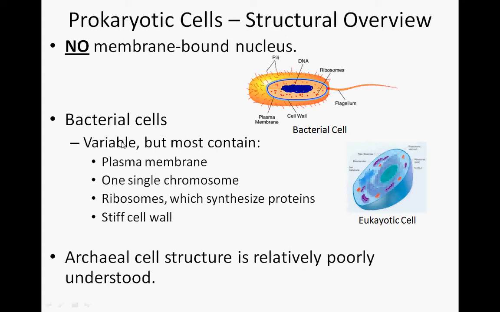The size and shape of bacterial cells, and certainly their components, are highly variable, but most of them contain a plasma membrane and a single chromosome, so one big giant piece of DNA that encodes all the genes that they need. More and more, as additional genomes are sequenced, there do seem to be exceptions to this, but they do not have a large number of chromosomes at any rate, and they have only a single copy of any gene. They also have ribosomes, which synthesize proteins, and most of them, the overwhelming majority with a small number of exceptions, have a stiff, rigid cell wall.